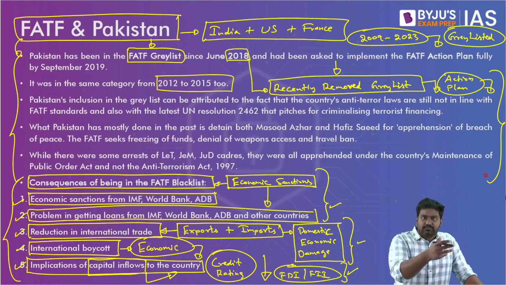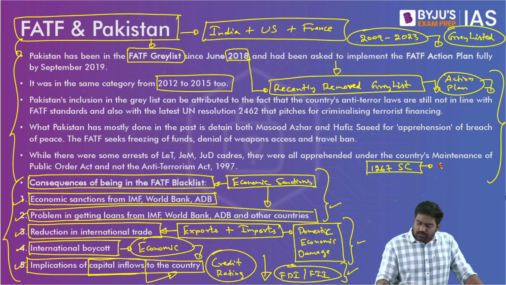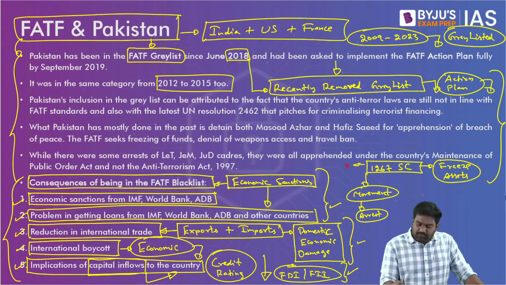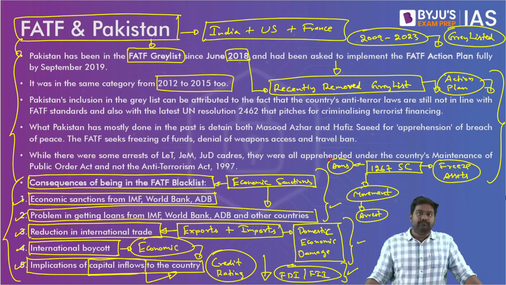If Hafiz Saeed and Masood Azhar are designated by the 1267 Sanctions Committee, Pakistan has to freeze all their financial assets and impose sanctions on them. It has to restrict their movement, arrest them if they detect their presence, and prevent them from getting arms and weapons. These are the three sanctions that will apply. Pakistan has not implemented any of them.